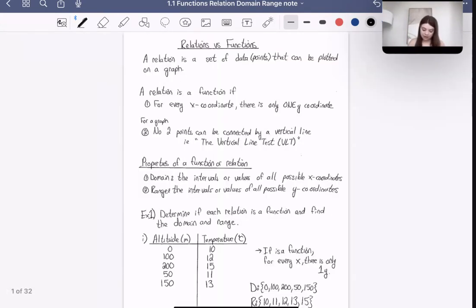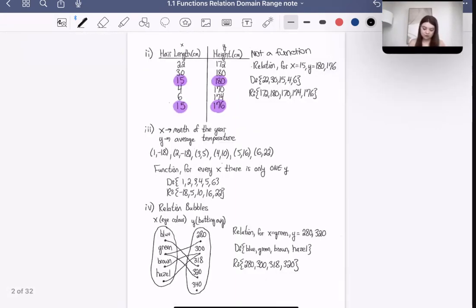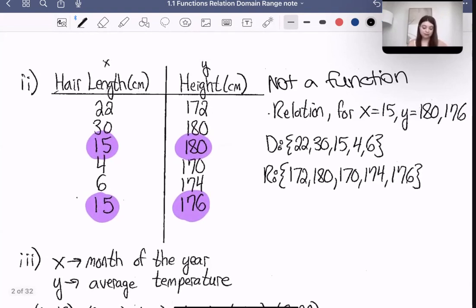Whereas with the last example, with altitude and temperature, it's not really possible that the same altitude would have two different temperatures, right? If we're standing in the same spot, there's not going to be two different temperatures. So that wouldn't really make sense for that one. For this one, it absolutely would, because it's certainly plausible that two people could have the same hair length but have different heights, because hair length and height don't really have much to do with one another.